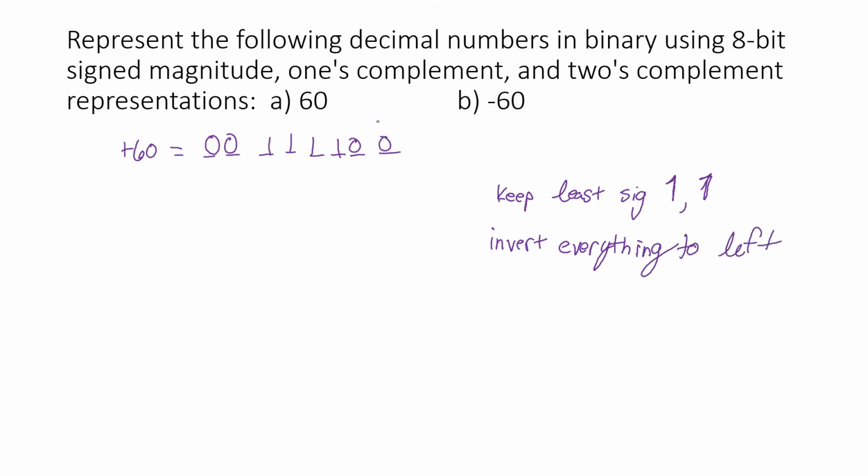So what do I mean by that? You're going to find the least significant 1, and you're going to keep this 1 and invert everything to the left. Everything to the right you're going to keep. So we can just bring these 3 down. They're going to stay the same. Remember, the least significant 1 stays 1. Everything else gets inverted. 0, 0, 0, 1, 1. So everything to the left, all the zeros become 1, and all the 1s become zeros.